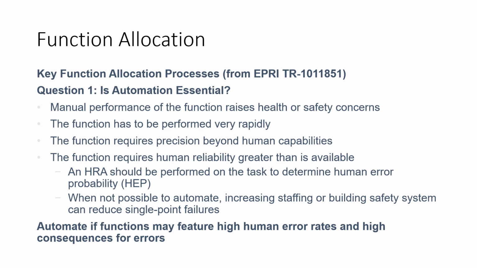So this is basically the question of, is this action something a human cannot or should not do? So is actual performance of the function a health or safety concern? Does it have to be performed quicker than a human can do it? Does it require a precision greater than a human can do it? Or greater human reliability? We also tend to automate if the specific function has high error rates and high consequences for potential errors.